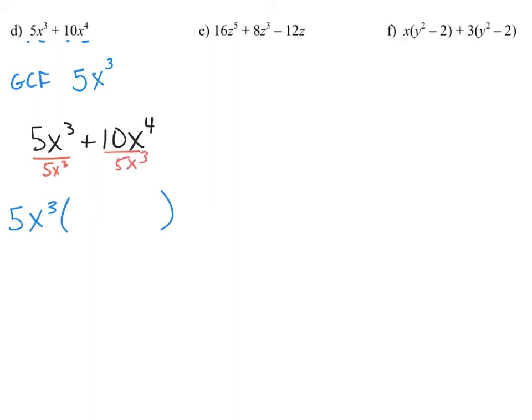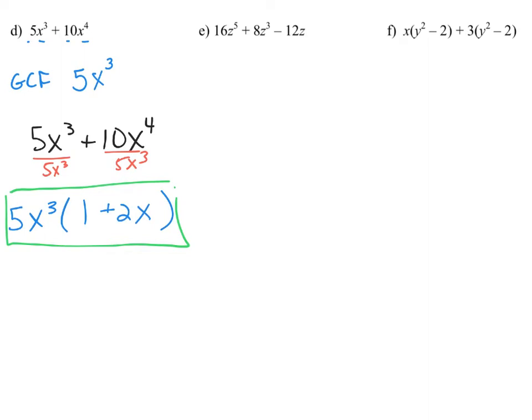So 5x to the third divided by 5x to the third is 1, and 10 divided by 5 is 2, x to the fourth divided by x to the third is x. So in factored form, we can write that polynomial as 5x to the third times the quantity 1 plus 2x.